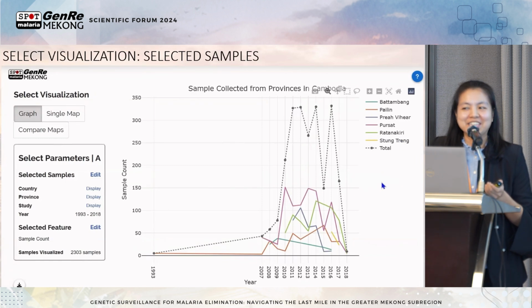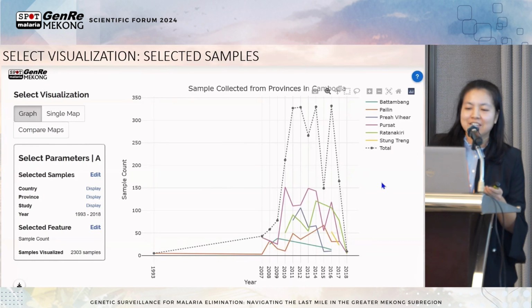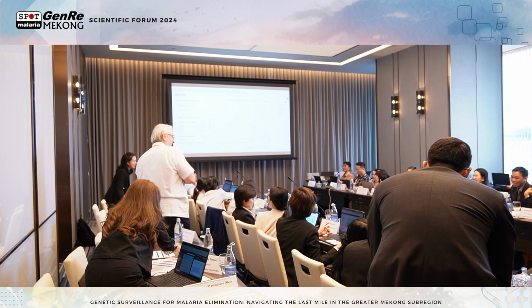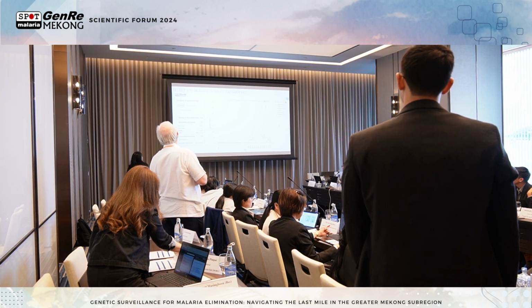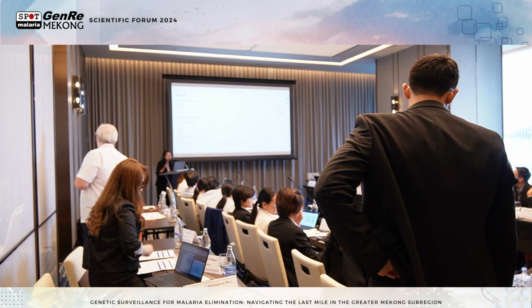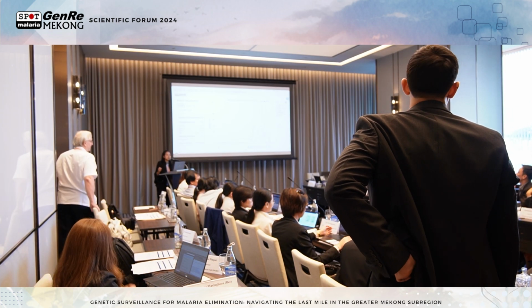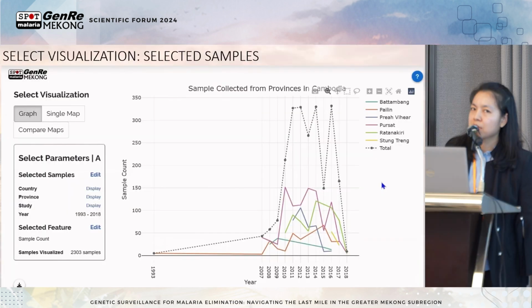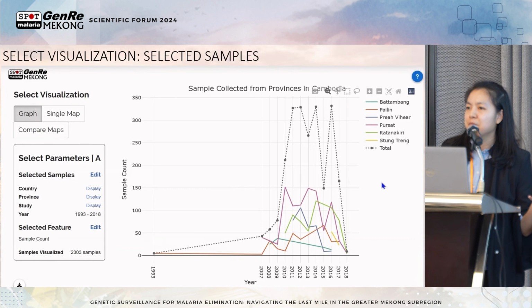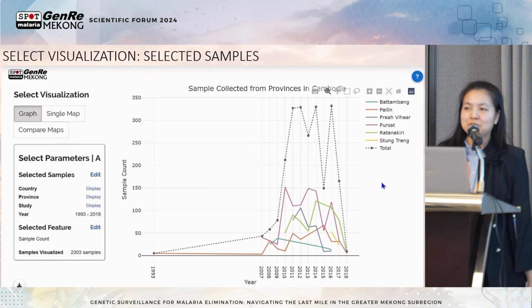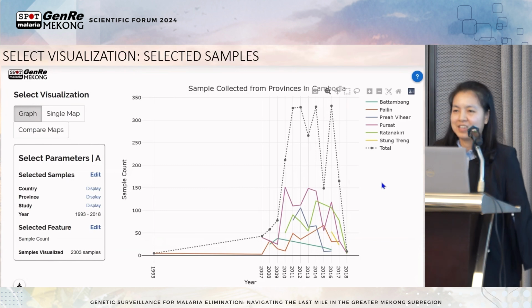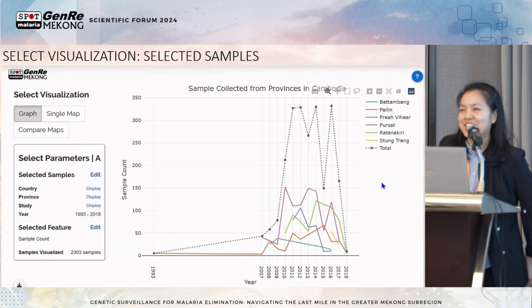Okay, are we all on the same map now? What is the difference between single map and compare map? With compare maps, you're comparing 2 maps at the same time. You can choose a different country or a different map. For example, if you want to see drug resistance and sample count, you can compare different features of the map as well. We will go through that later. So this is the first step.